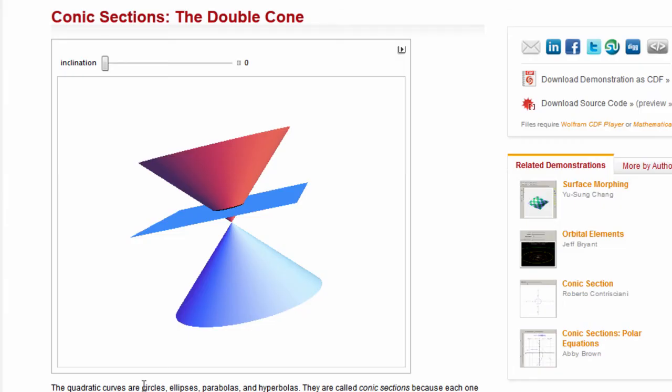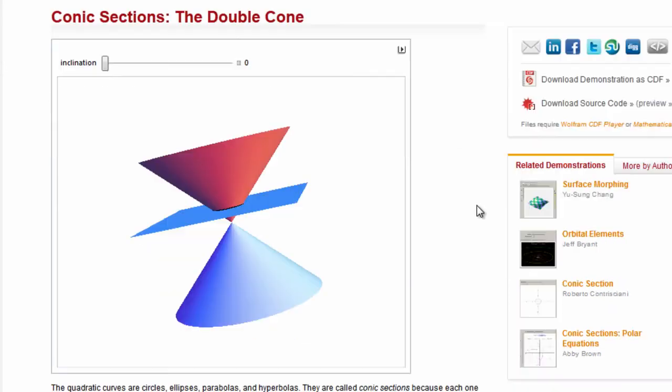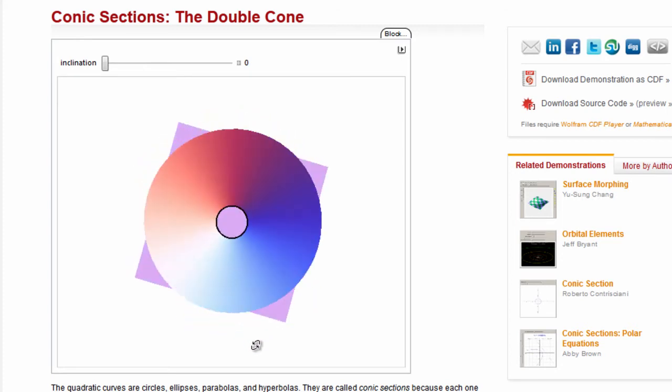What you see before you right now is from the Wolfram Demonstrations Project, right up at the top here. I don't know if you can see that, but it says Wolfram Demonstrations Project. You can Google that if you want. It has a ton of little demos that you can play with, but this is the double cone. This is where the word conic comes from. You consider two cones that are point to point, and take a sheet of paper that slices through those cones. Now, if I grab this and I look straight down, you see that picture on the inside? That's a circle, isn't it?